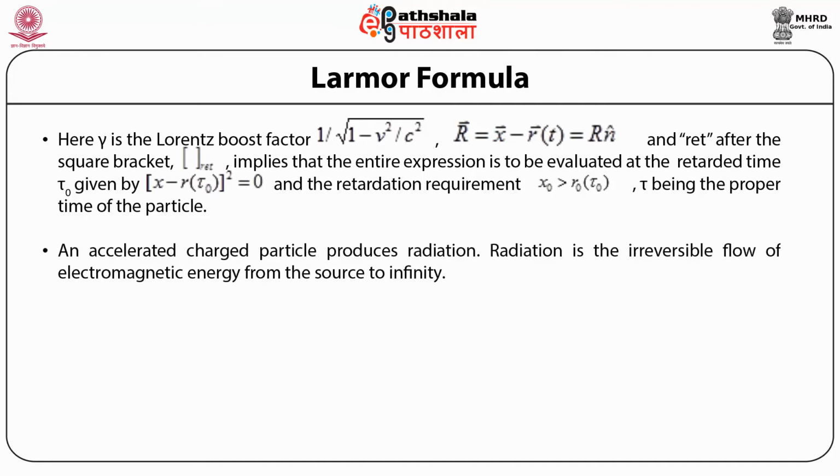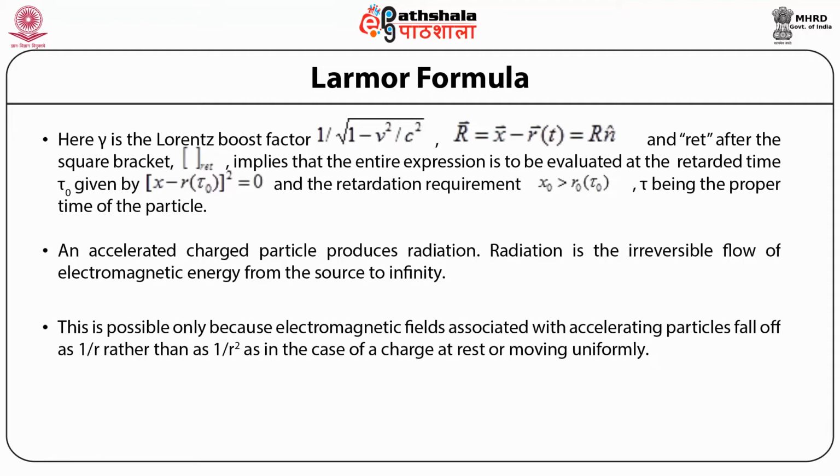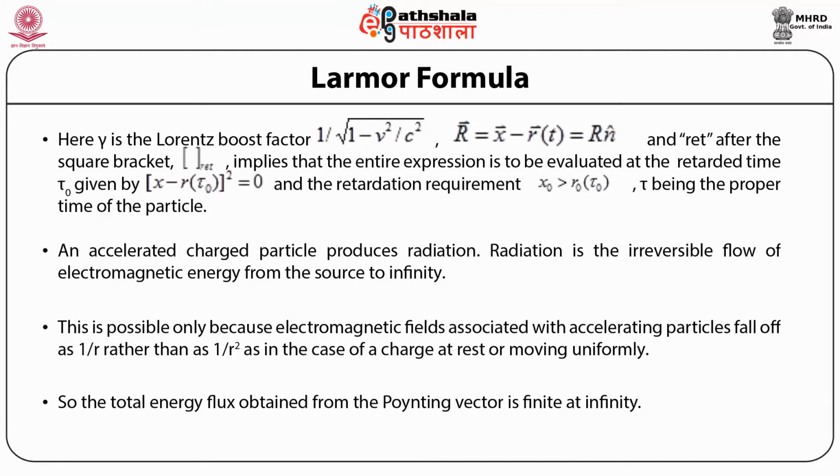An accelerated charged particle produces radiation. Radiation is the irreversible flow of electromagnetic energy from the source to infinity. This is possible only because the electromagnetic fields associated with accelerating particles fall off as 1 upon r rather than as 1 upon r square, as in the case of charges at rest or moving uniformly. So the total flux obtained from the Poynting vector is finite at infinity.